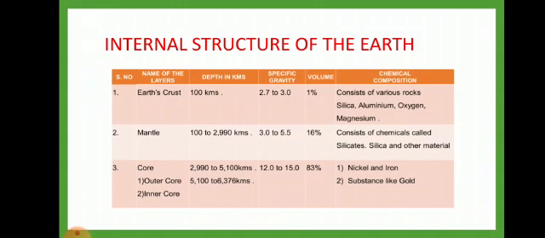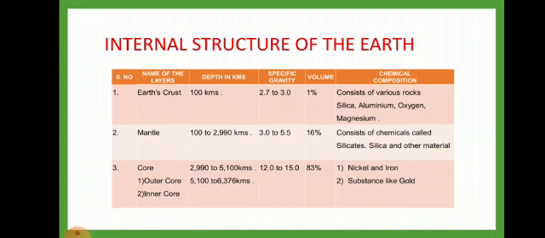Second layer, mantle. Depth in kilometers, 100 to 2990 kilometers. Specific gravity, 3 to 5.5. Volume, 16%. Chemical composition consists of chemicals called silicates, silica and other material.